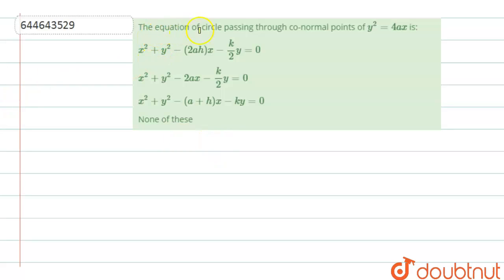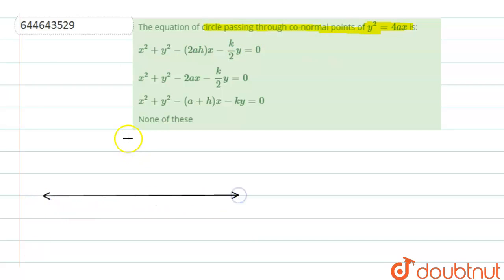Hello, today we are going to discuss one more question. The question says: the equation of the circle passing through the co-normal points of y squared equals 4ax is. So here we have to find the equation of the circle which passes through the co-normal points of y squared equals 4ax. For this, let us take the diagram here.